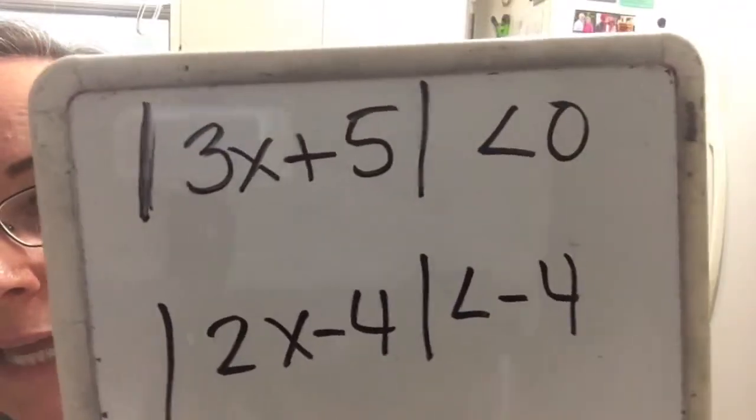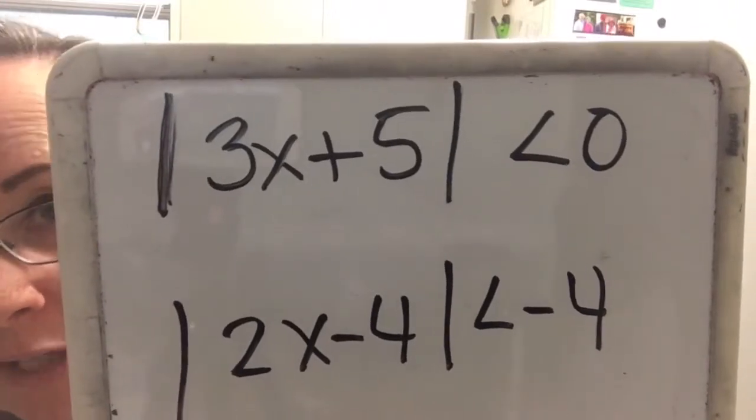Okay, so now we're going to do a few that are what are called special cases, where we either have no solution or we have all real numbers as the solution. So I'm going to get those on the board and be right back. So this is pretty easy. All right, so I have 2 problems, and both of these problems have no solution.